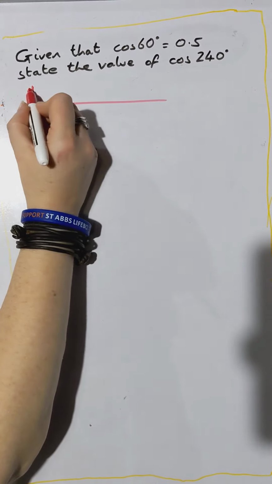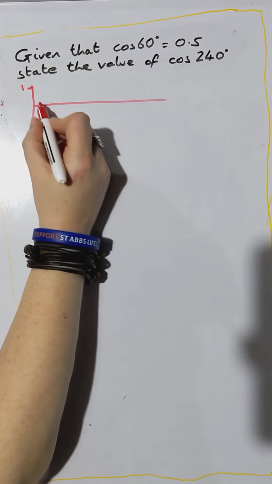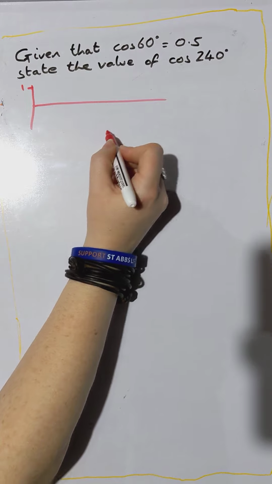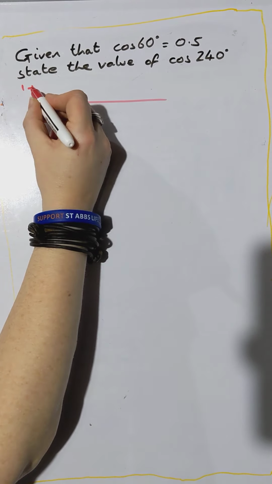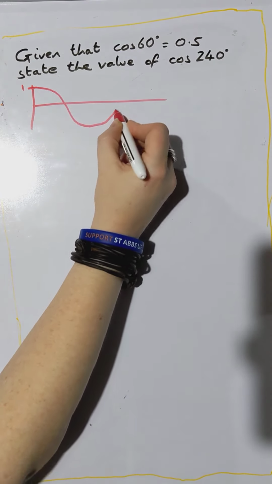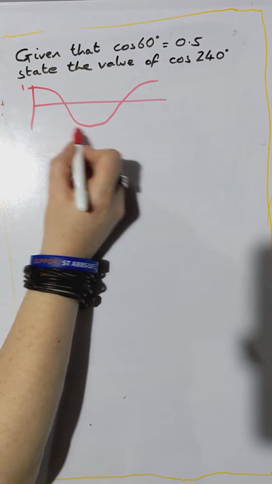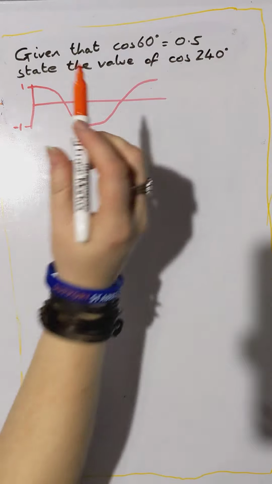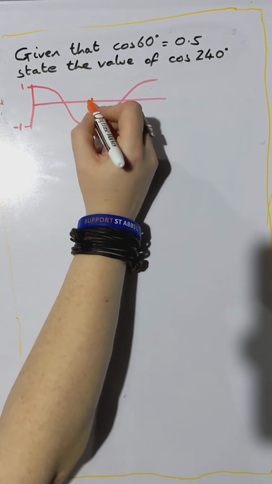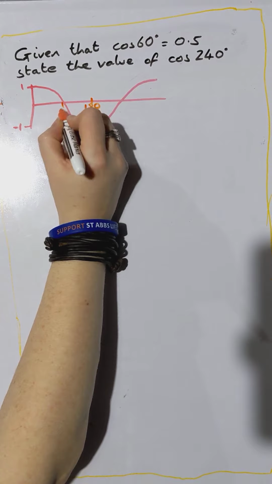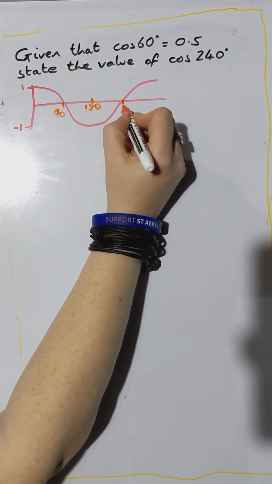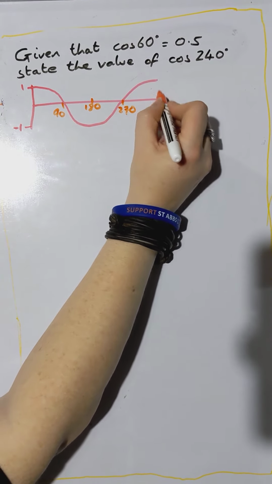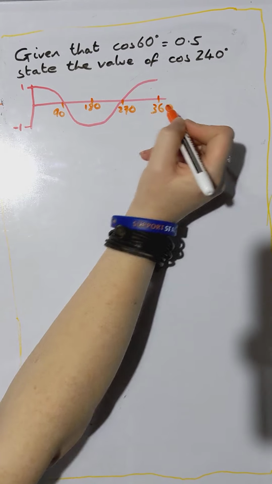So I'm starting at 1. I'm going to come down to -1 and back up. It didn't ask me to sketch it, but I do think it'll help me. Okay. And just because it's handy to remember where things go, that's 180, that's 90, that's 270, that's 360.